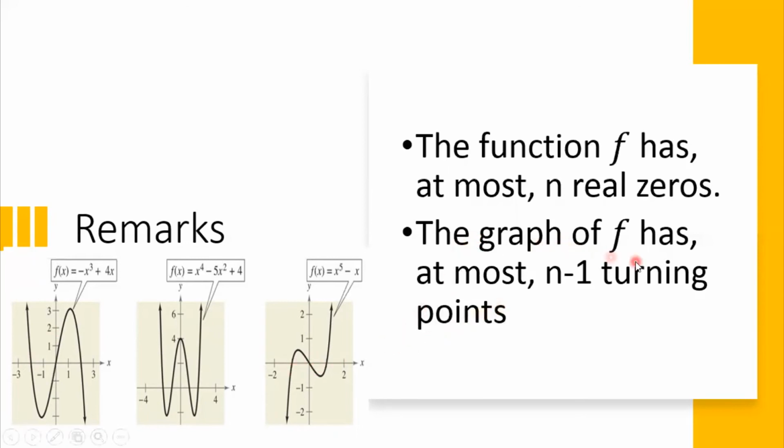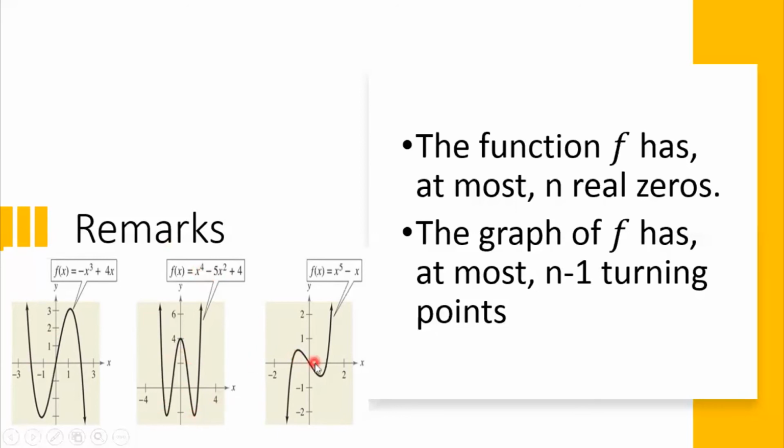Now the graph of f has at most n minus 1 turning points. By the way, n minus 1 turning points, in this case, we have how many turning points? 3 minus 1. So we should have 2 turning points. So these are the turning points, 1, 2. In this case, how many turning points? 4 minus 1. So we should have 3 turning points. So we have 1, 2, 3.